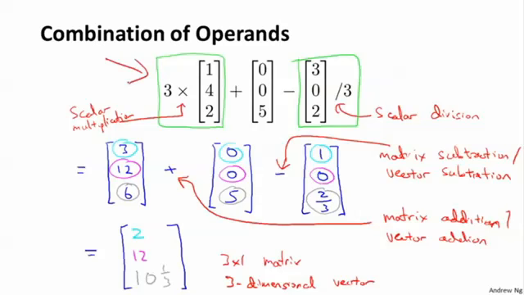So that's how you add and subtract matrices and vectors and multiply them by scalars, so by real numbers.